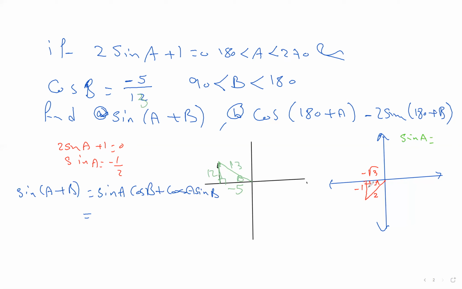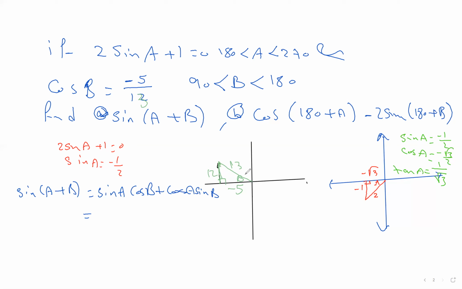Sine A equals negative 1 over 2. Then cosine A will be negative root 3 over 2, and tan A will be negative 1 over negative root 3, which is 1 over root 3. You have to know that the sine is negative and the cosine is negative and the tan is positive because the angle is in the third quadrant, and in the third quadrant the tan is positive.